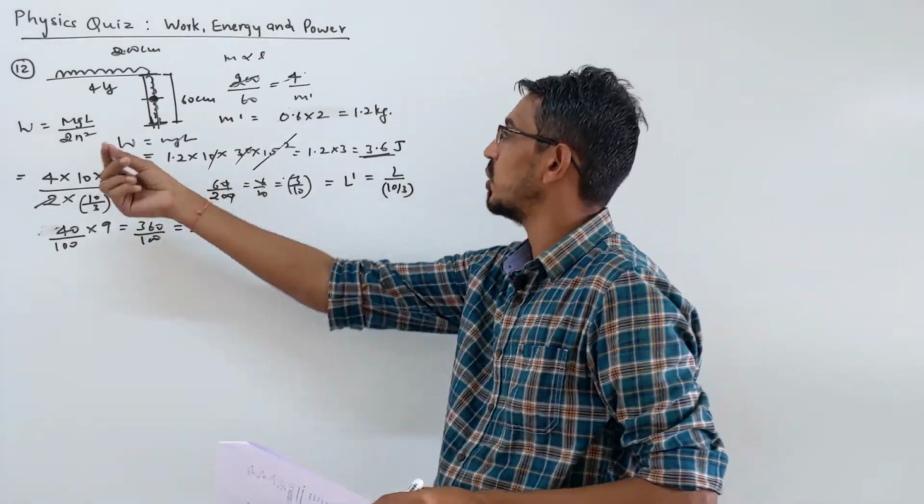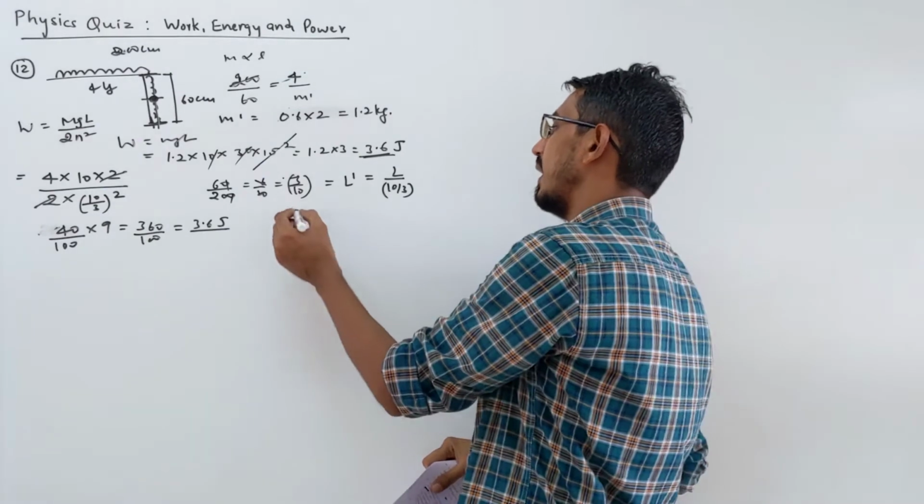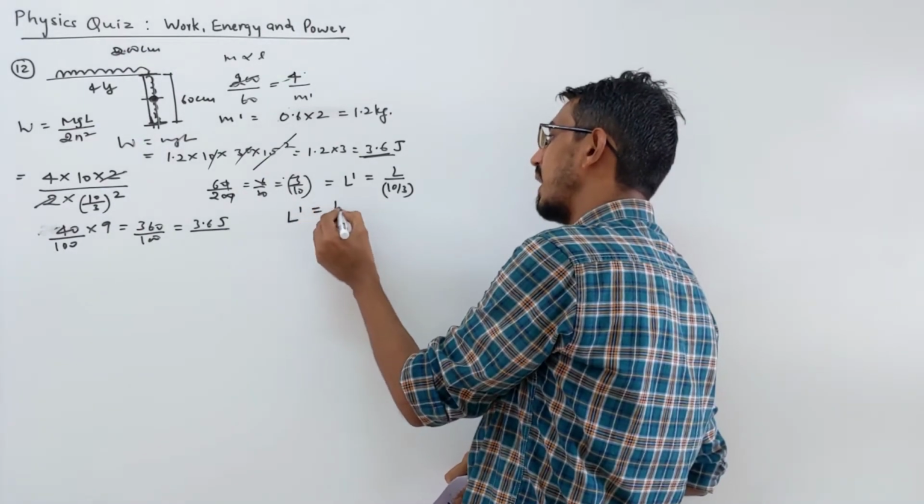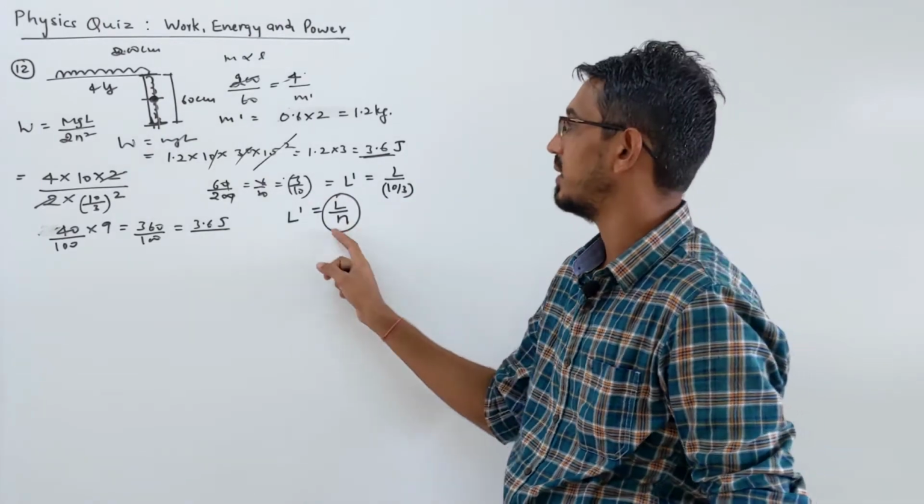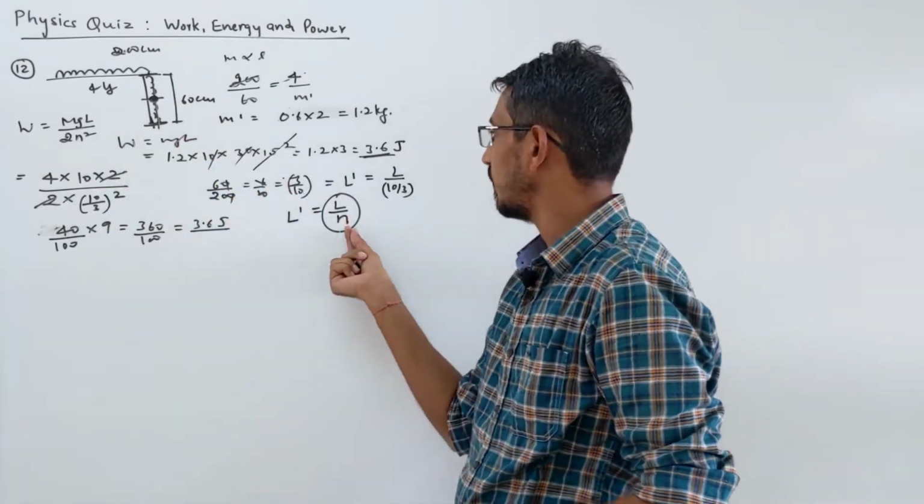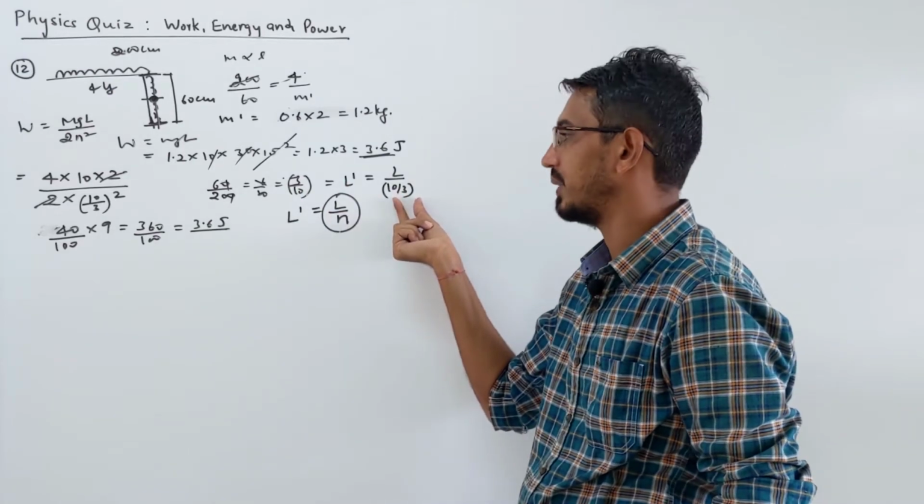So when writing the direct shortcut, please be careful that n is part of the length. This n is already there: L dash is equal to L by n. This is actually what we write in real calculation, then this formula comes. So you should be careful with n, like if a 3/10 part is there, you should write it that way. This is the proper way to write.